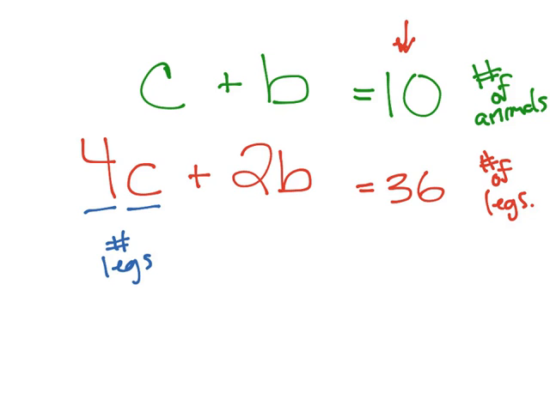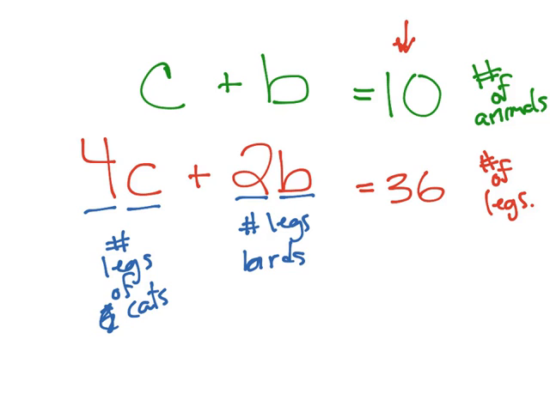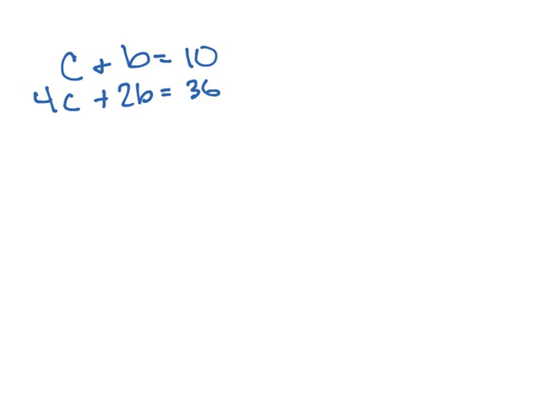When you multiply the number of legs times the number of cats, you get the total number of legs for cats. When you multiply the number of legs times the number of birds, you get the number of legs for birds. When you add those together, you get the total number of legs. So here we have our 2 equations. Let's solve them real quick.